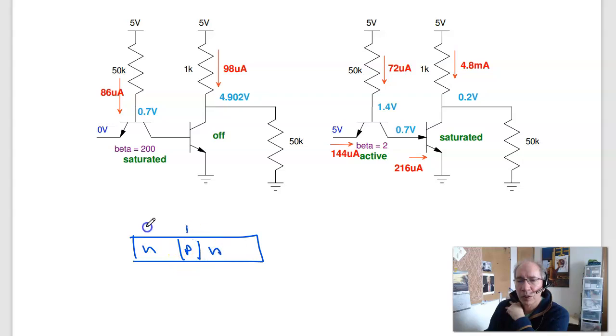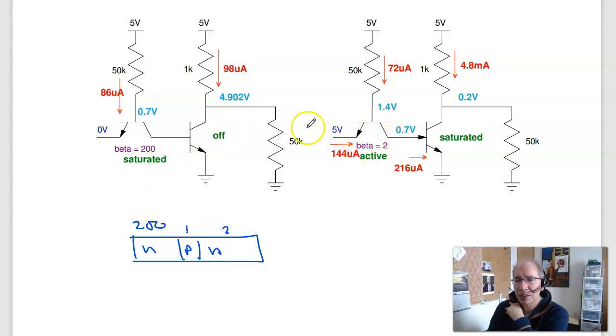If this doping is 1, this is 200. So the current gain is 200. For every hole, I have 200 electrons. If the doping over here is 2, then when I have current going the opposite direction, I treat this as the emitter. For every hole, I have 2 electrons.